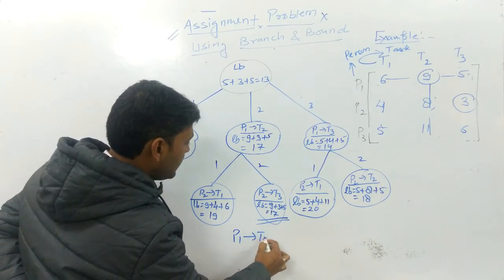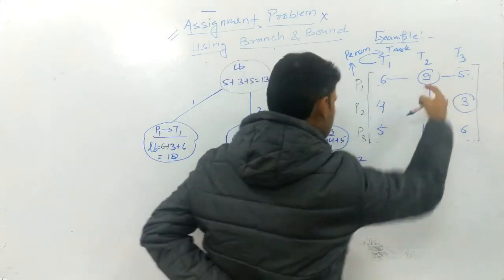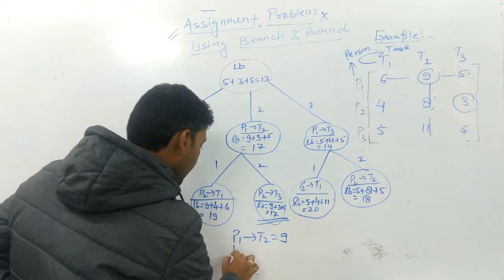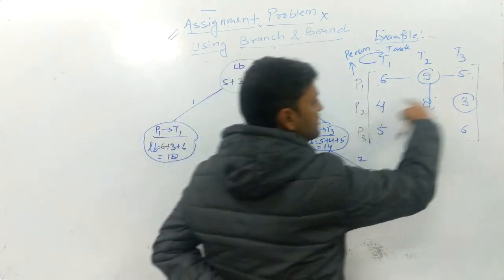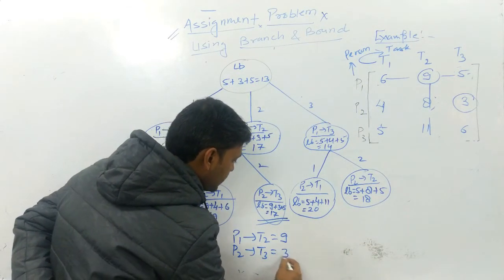P1 is performed T2. This is equal to 9. Okay, this value is 9. And P2 is performed T3. This is 3, equal to 3.